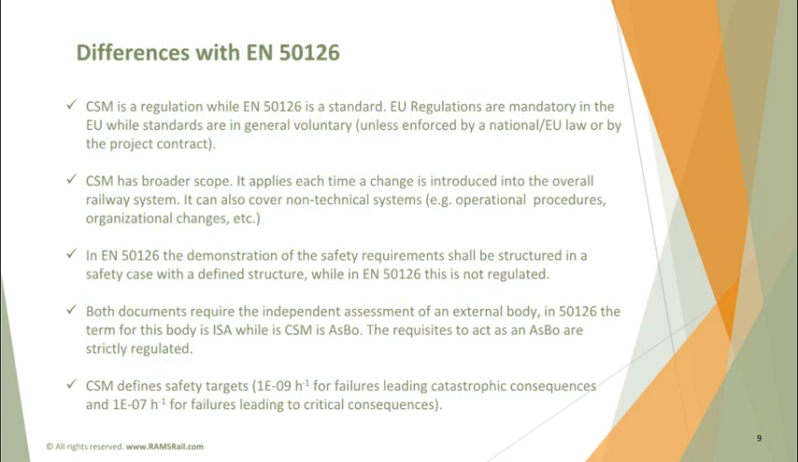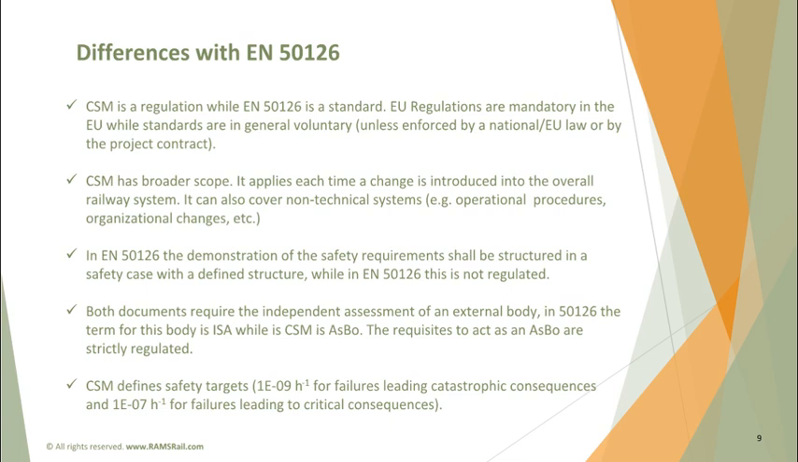CSM is a regulation while 50126 is a standard. EU regulations are mandatory in the EU while standards are in general voluntary, unless enforced by a national or EU law or by the project contract. CSM has broader scope. It applies each time a change is introduced into the overall railway system. It can also cover non-technical systems, for example, operational procedures, organizational changes, etc.